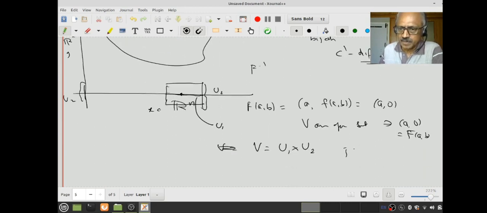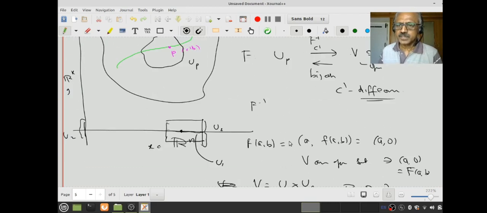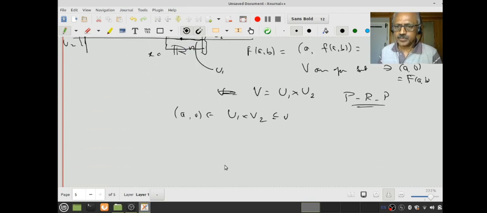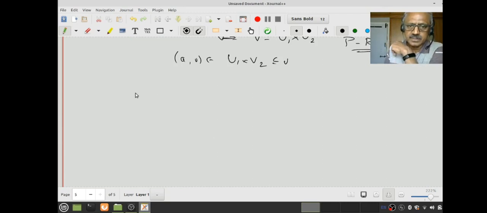Please pay attention. You can see we need linear algebra, topology, and differential calculus to understand this, and geometry also to appreciate it. So I can as well assume this. Suppose U1 cross U2 containing A comma 0 is contained in V. Since F is a diffeomorphism, it's also a homeomorphism. Therefore, F inverse of V1 cross V2 will be some open set containing P. That set will be contained in UP. Therefore, I can restrict my UP to be that. Therefore, without loss of generality, in fact, I proved it.